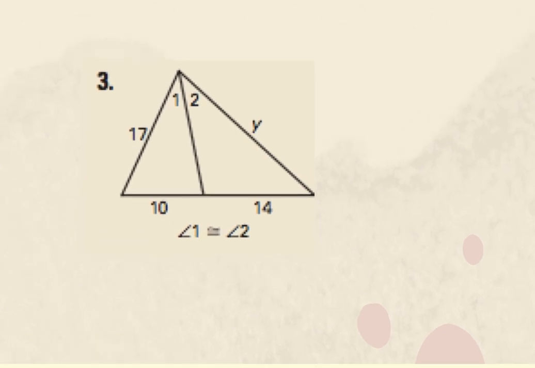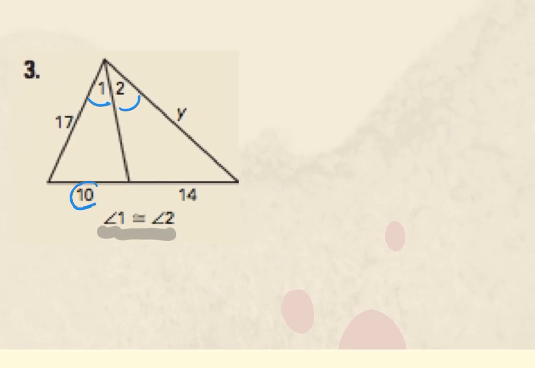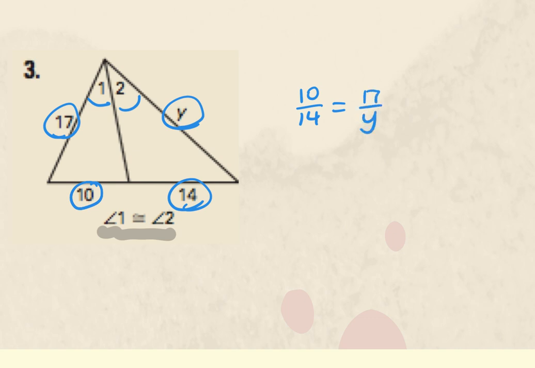Okay, number 3 is that third theorem, which is the angle bisector. It says down here that angle 1 is congruent to angle 2. So because these are congruent, there's your angle bisector. It cuts the opposite side into proportional segments. So I can either say 10 over 14, so I'm going left to right here, would equal 17 over y, also left to right. Or I can go left, left, so 17 over 10 equals right, right, y over 14. And you can even reverse each of those.